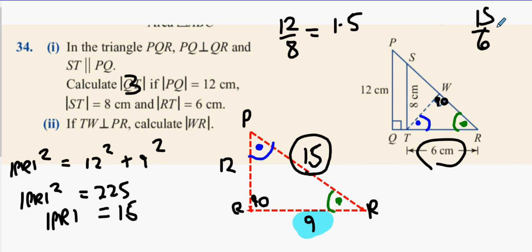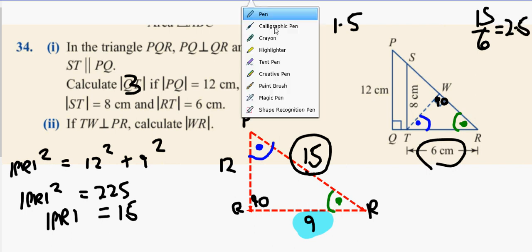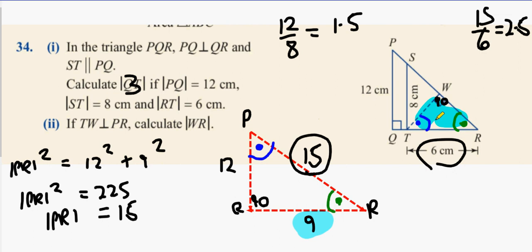2.5. So what we're saying is that the big triangle's lengths are 2.5 times bigger. Does that make sense? Yeah. The big triangle's lengths are 2.5 times bigger. So what does that mean about the number 9 then? We want it to be 2.5 times smaller. So divide 9 by 2.5 and what do we get? 3.6. So 3.6 for WR. Yep. Happy days. Alright, on to 35 apparently.